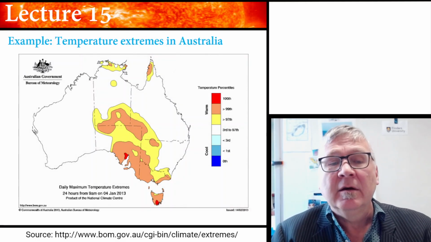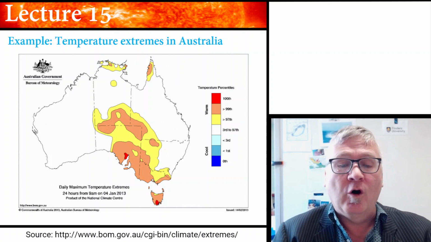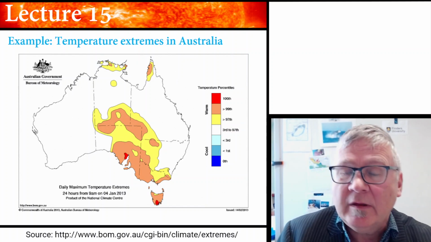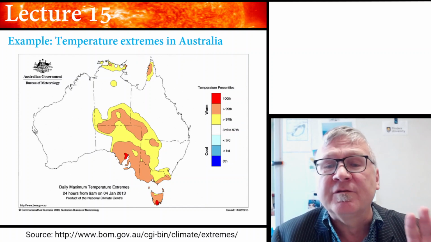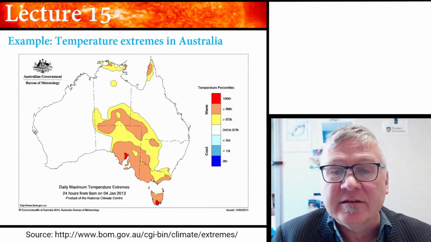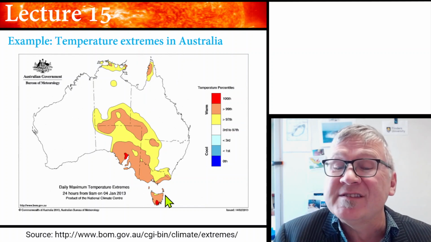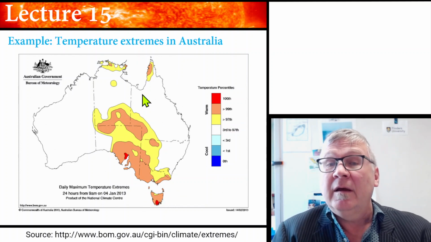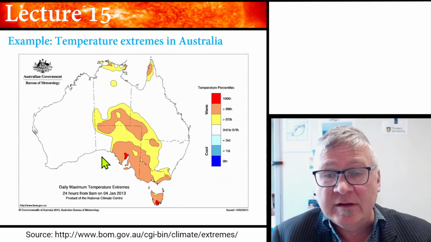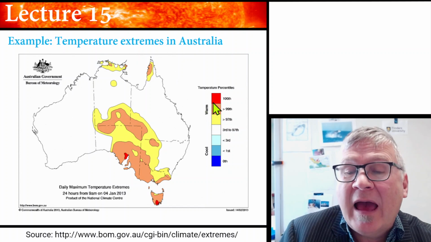Okay, this is a temperature distribution in Australia for early January 2013. It's not expressed in terms of temperature values, but in terms of temperature percentiles. So these colors shown here correspond to percentiles. And the temperatures were commonly way above 40 degrees on this day. However, what do these percentiles mean? You learned it.